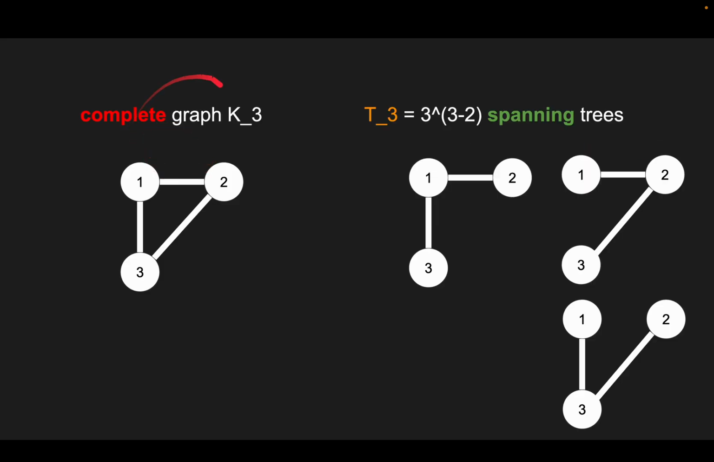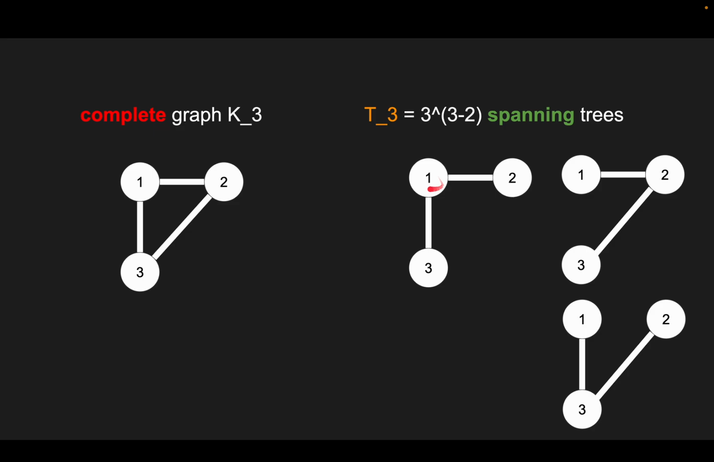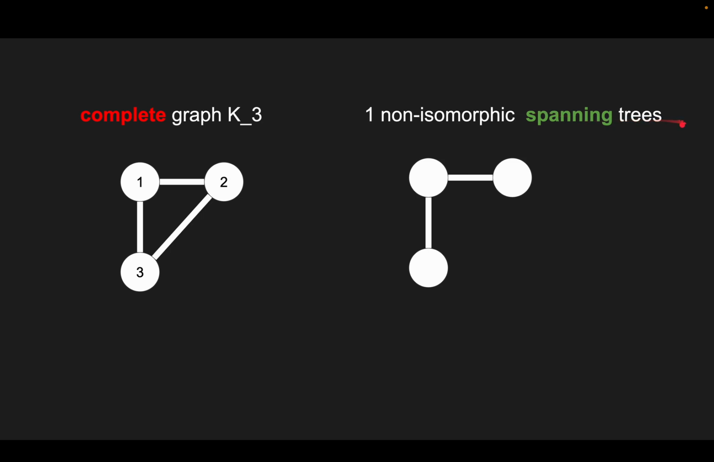For example, a complete graph with three vertices can be shown here. By Cayley's formula, there will be 3 raised to the power of 3 minus 2, which is 3 spanning trees. But let's note that there is only one non-isomorphic spanning tree. Non-isomorphic means that if we remove the label, or you can just call it a non-labeled spanning tree.